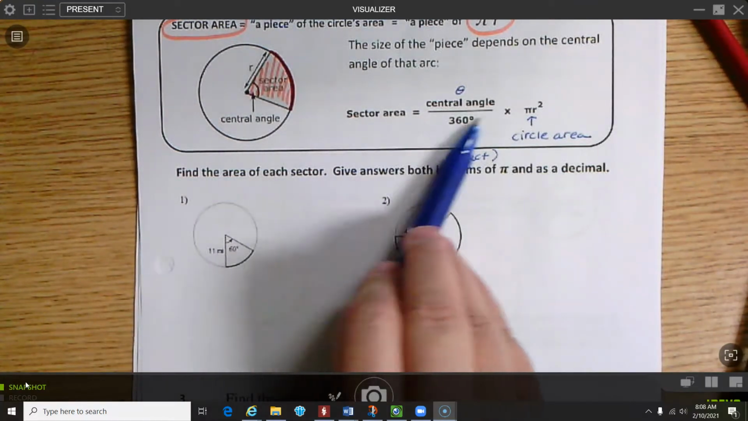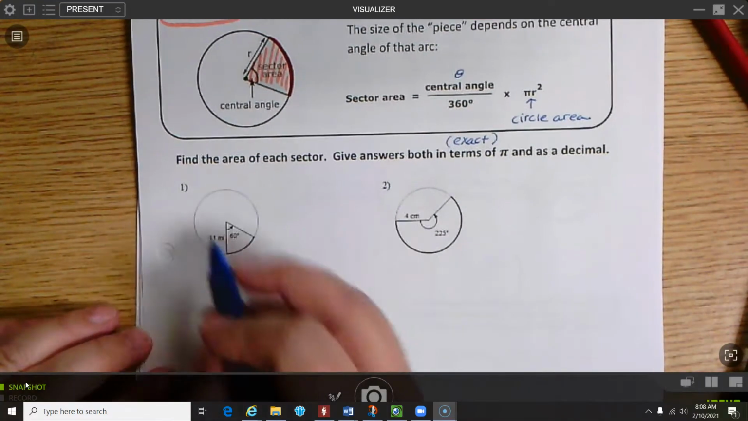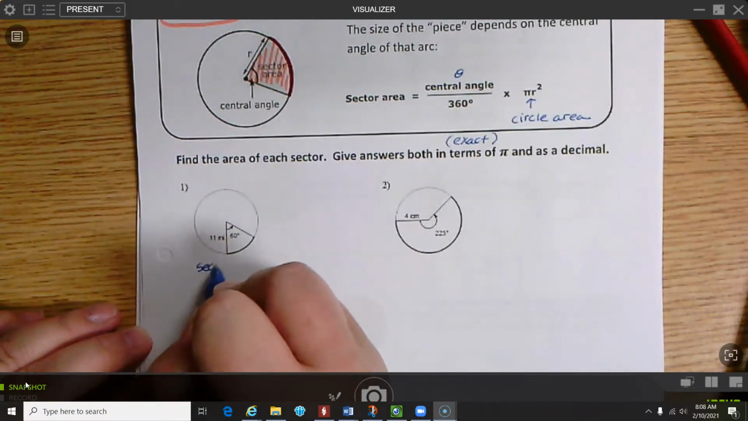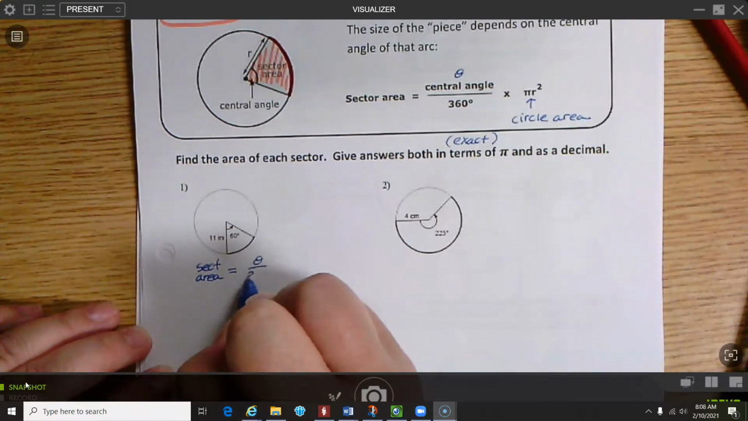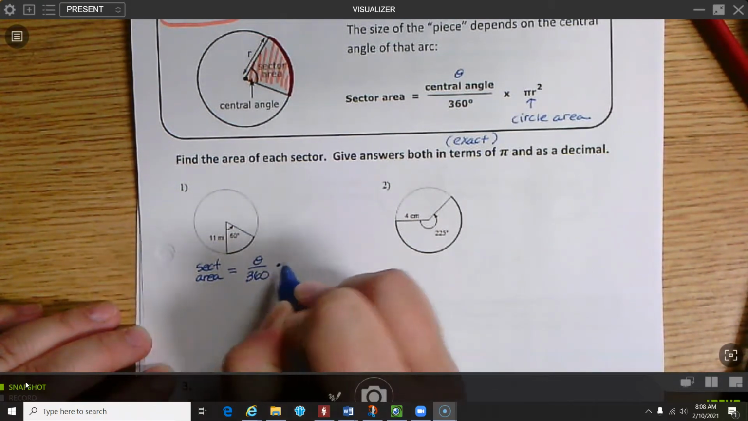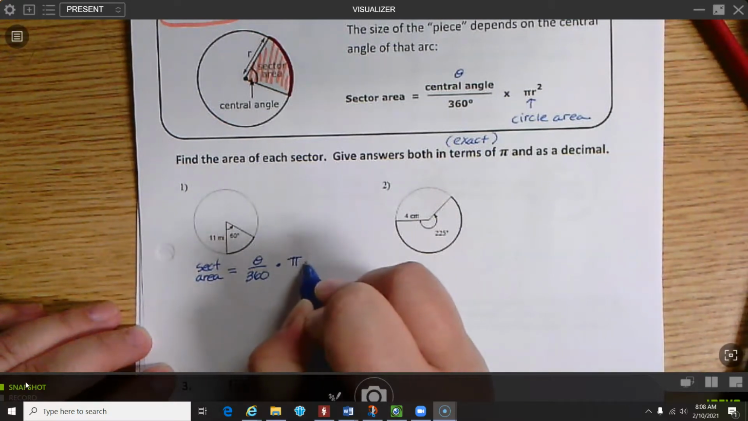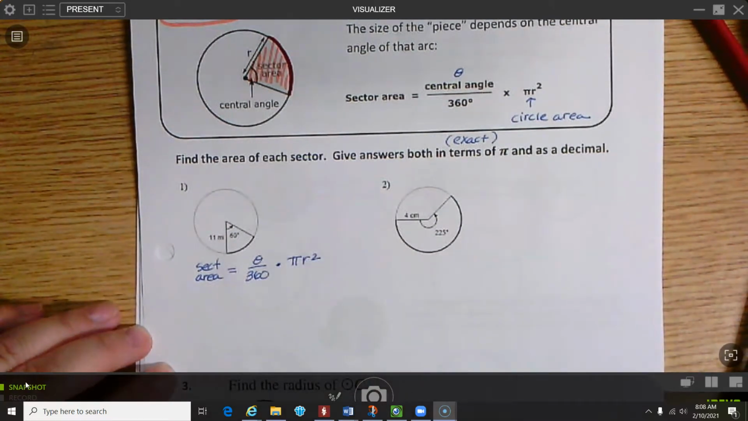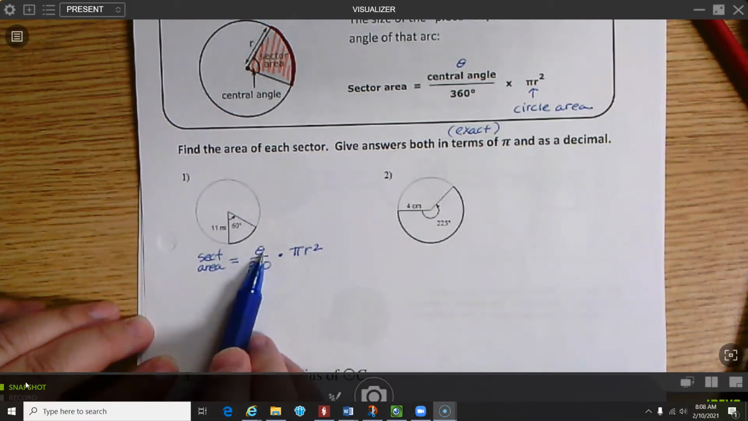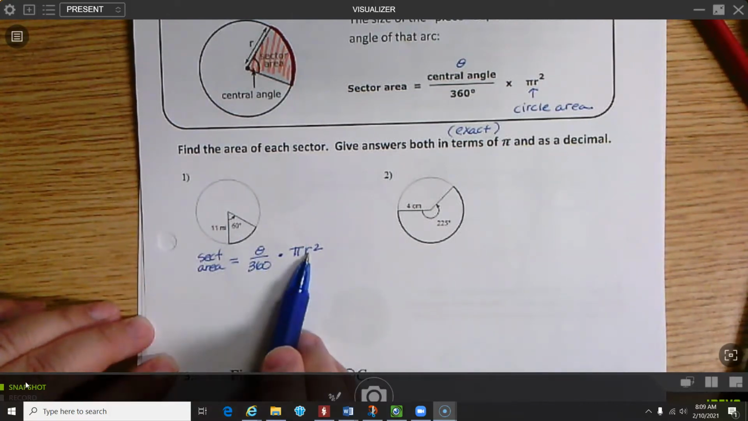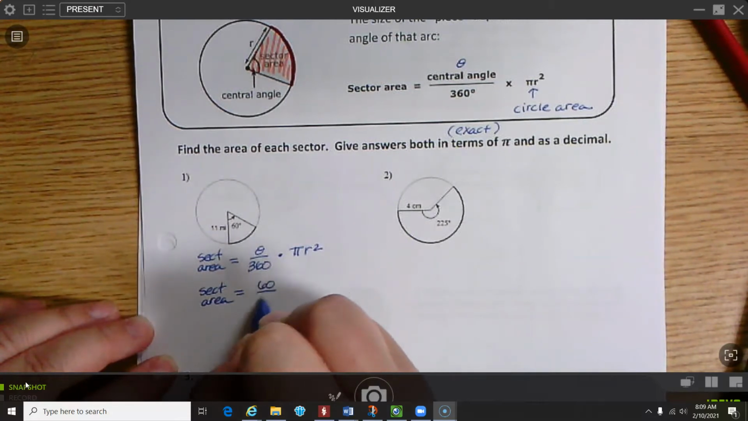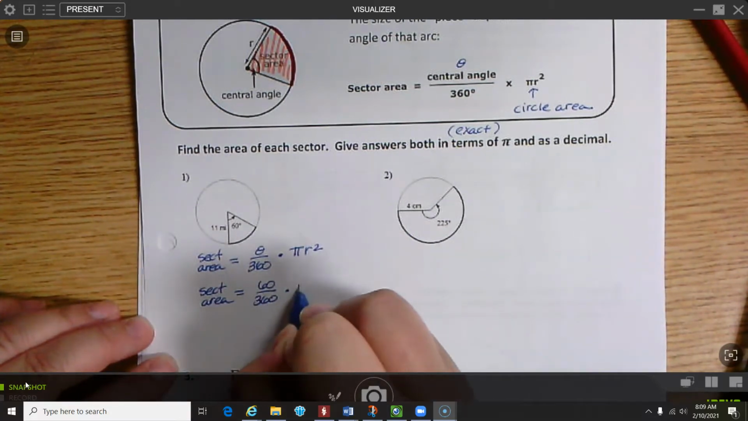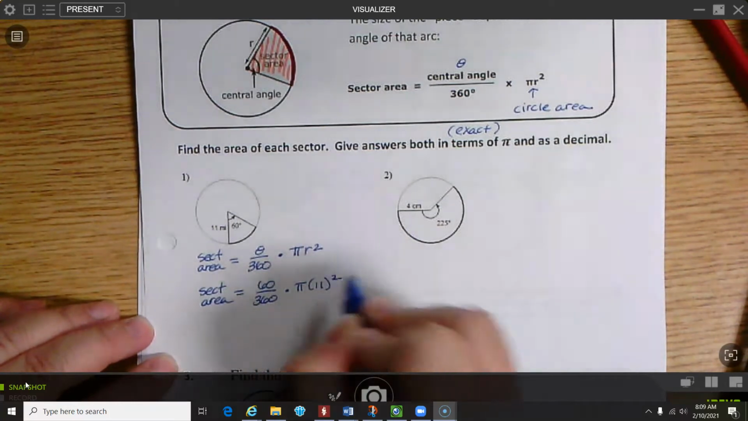So I'm going to use this formula right here. And the way I usually use it is I usually say sector area equals the angle out of 360. That tells me what part of the circle I have, times pi r squared, the whole area. So I'm going to plug in the 60 right here, and I'm going to plug in the 11 right over here. So my sector area is 60 out of 360 times pi times 11 squared.